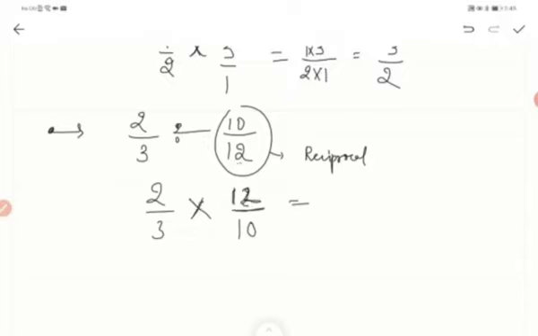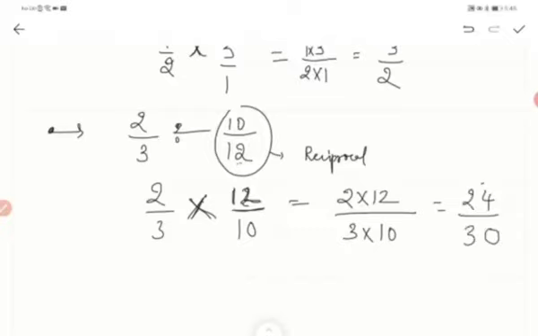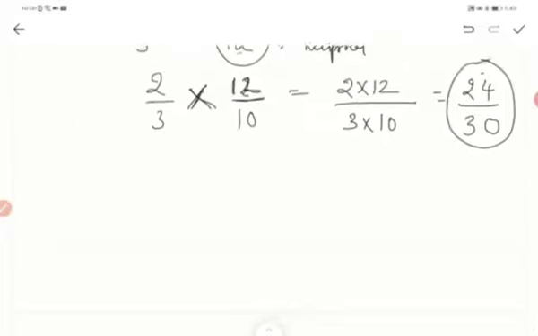So now it is just multiplication, we have already seen how to multiply. You multiply numerator with numerator, denominator with denominator. So this will be how much? 24 divided by 30. 12 2s are 24, 10 3s are 30. Now this is not the standard form. What is the standard form? We can cut this 24 by 30. If I cut with 2, 2 1s are 2, 2 2s are 4, 2 1s are 2, 2 5s are 10, 2 15s are 30.